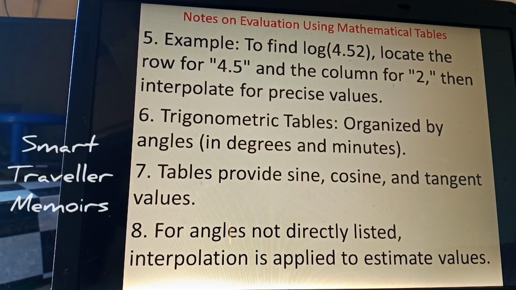Trigonometrical tables are organized by angles in degrees and minutes. The table provides sine, cosine, and tangent values. For example, for angles not directly listed, interpolation is applied to estimate values. We'll look at what interpolation is in detail.